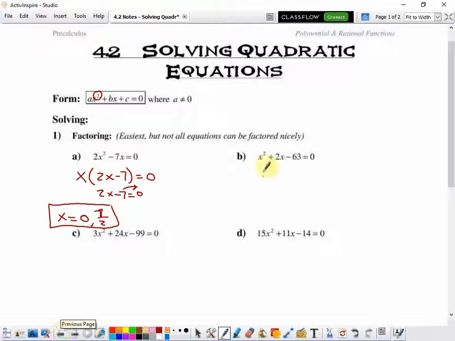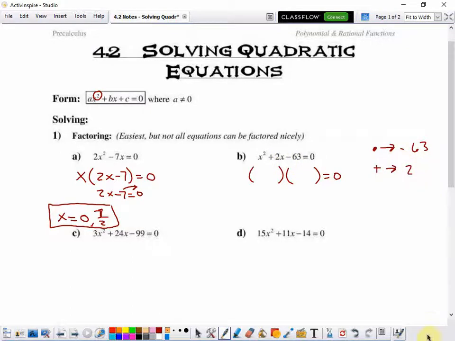In B, the first thing I want to look for is whether or not there's anything I can factor out of all 3 terms like I did here. I factored out the x, and in this case there's nothing that can be factored out of all 3 terms. So we're going to factor this one into a pair of binomials. So that means we need a pair of numbers that multiply to negative 63 and add up to 2.